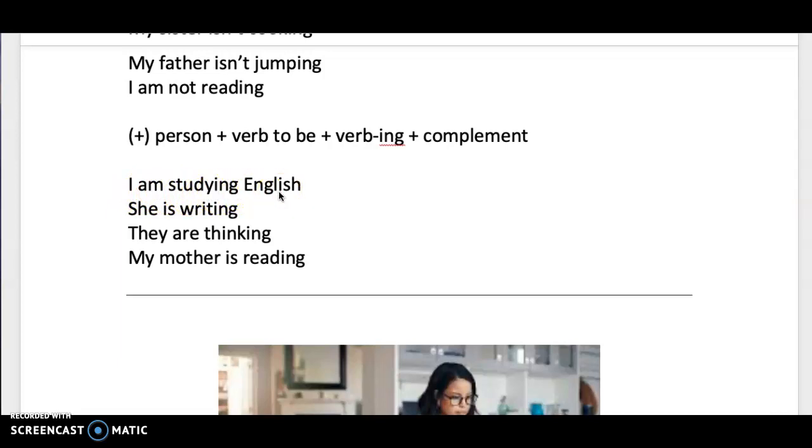I am studying English. Or she is writing. She is writing. Or they are thinking. They are thinking. Ellos están pensando. Okay? Or my mother is reading. Yeah, very good.